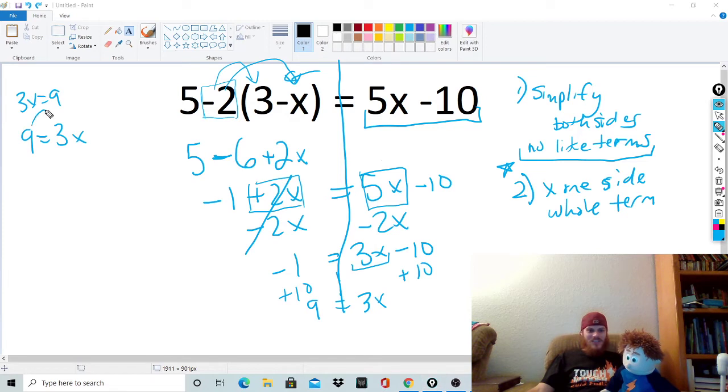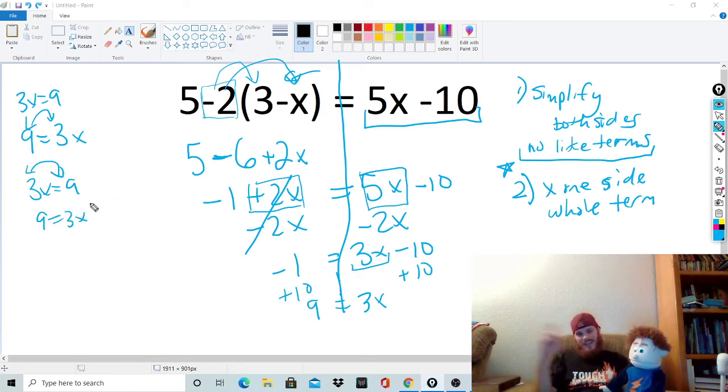So you can actually switch these if you want. 3x is equal to 9. It's the same thing. You can switch it back. 9 is equal to 3x. It doesn't matter as long as you keep what's on one side the same on the other.